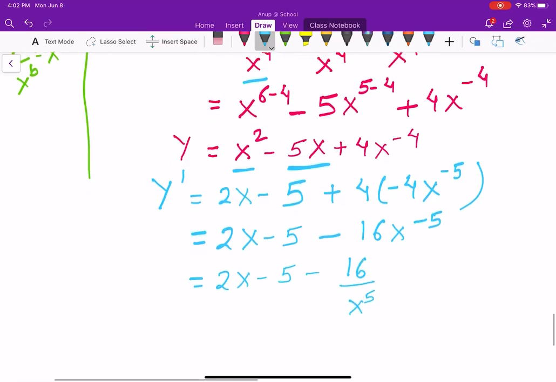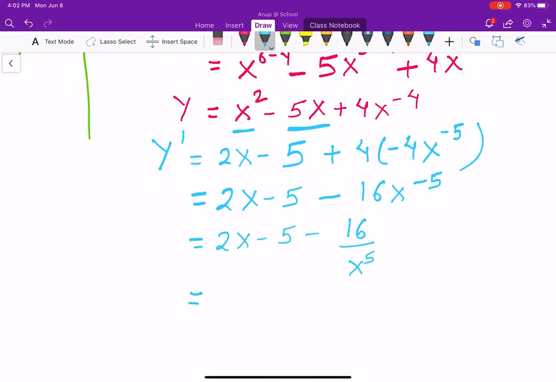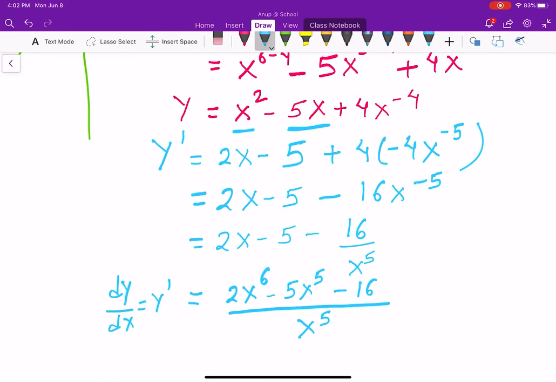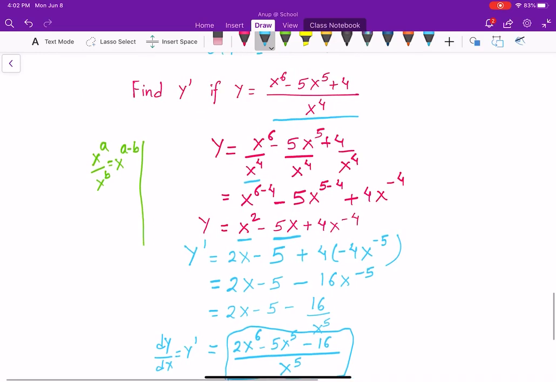Or if you exactly want to write it as the problem was given, with something on the numerator and something on the denominator, then you find the lowest common denominator, which is x to the power 5. Then on the numerator we'll have 2 times x to the power 6 minus 5 times x to the power 5 minus 16. This is the derivative of y with respect to x, or you can say just y prime, whatever notation you use. This is the derivative of the given function, x to the power 6 minus 5x to the power 5 plus 4, divided by x to the power 4.